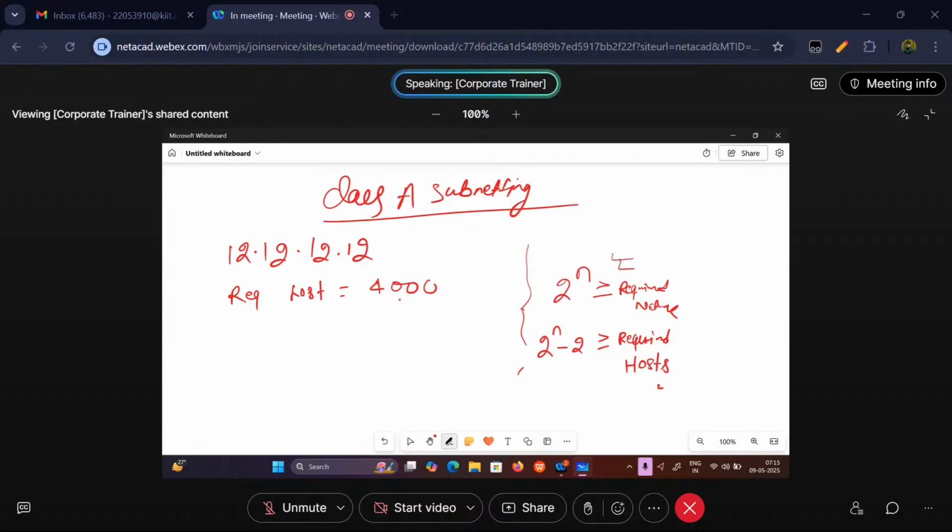I have checked that they have updated it. Previously they were using 2 to the power n minus 2. Now, from the end of last year, they have updated, and Attack had also updated this formula. So you can use this formula. That's not a problem. This 2 to the power n, which is greater than or equal to, is for the required number of networks. For the network you can use this, but for the hosts, 2 to the power n minus 2, that you have to use.